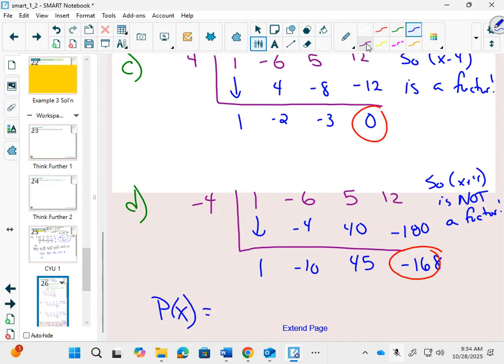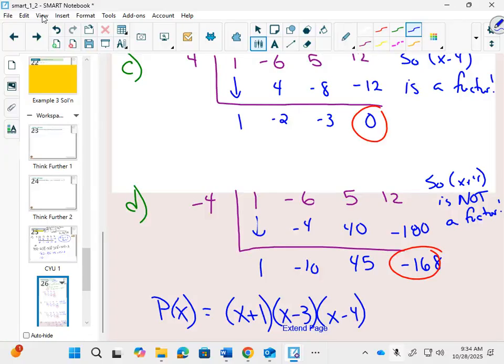We found out that the first one, x plus 1, was a factor. So we could write that's one of the factors. The second one was x minus 3 as a factor. The third one said x minus 4 is a factor. So I know that p of x should equal this, but could it have more factors? Or is this actually factored completely?